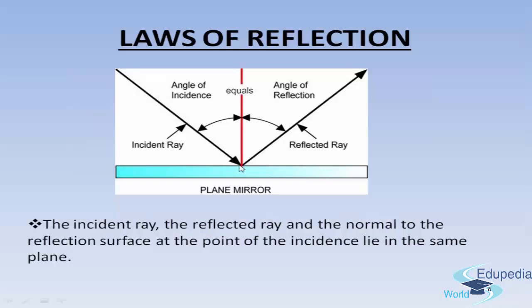We also know that mirrors do not allow any light to pass through them. So what happens? All the light is reflected. So this becomes the reflected ray. And this is what we call a normal.